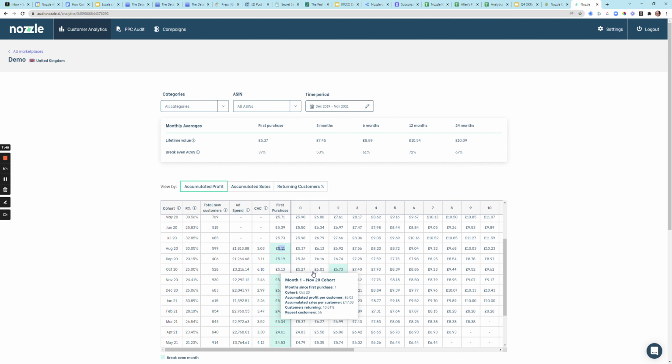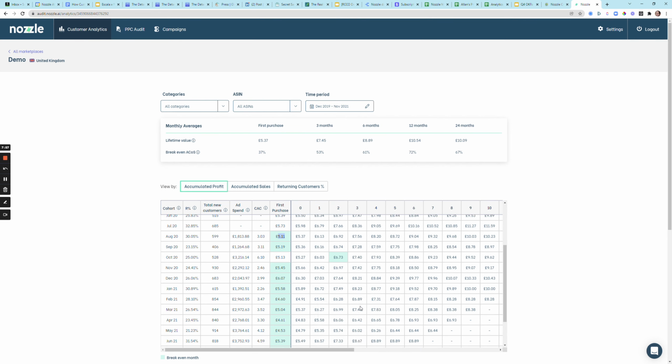Now, of course, strategically, you can make a deliberate decision to break even a lot later. You can say, okay, I only want to break even, let's say, after 3 months. That means I can be more aggressive. That means my break-even ACoS now is 53%. And if you're hitting your target, they're going to be highlighted in the third month in green.